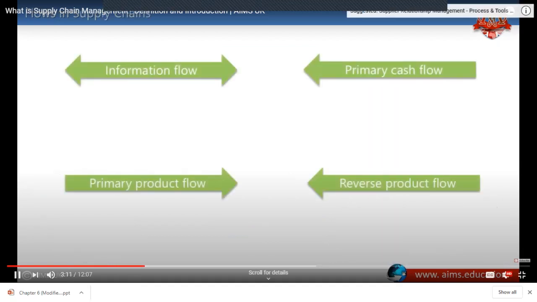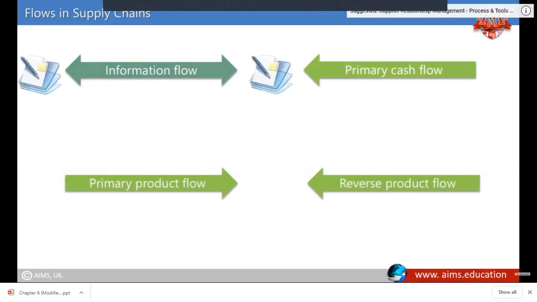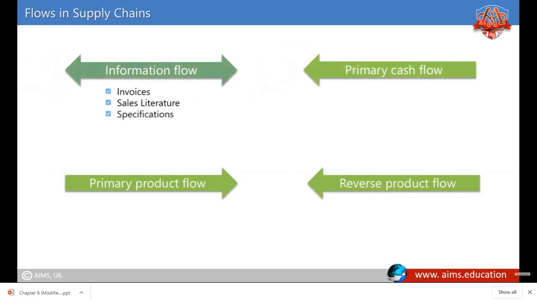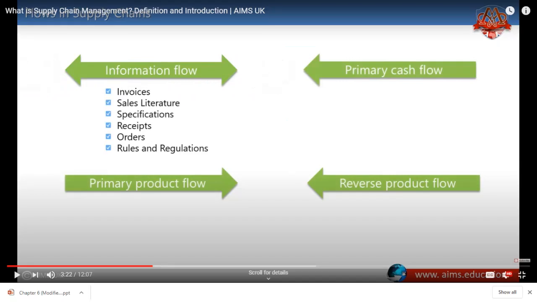There are 4 flows in supply chains. Information flow includes invoices, sales literature, specifications, receipts, orders, and rules and regulations. Now here you can see we talked about certain information flows which happen within the supply chain earlier. So these kinds of information are what usually get circulated through a supply chain.